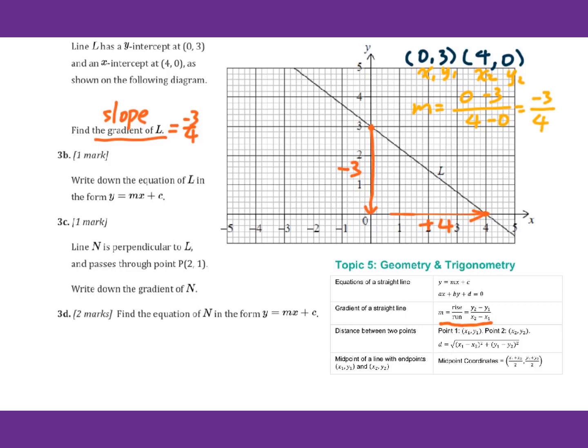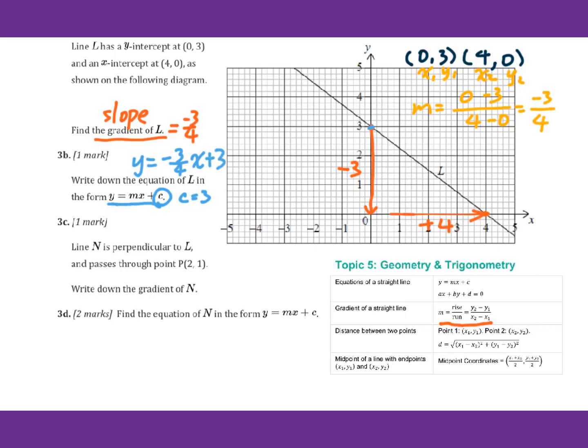Write down the equation of L in the form y equals mx plus c. So this is the y-intercept. That's 3. That's c equals 3. Slope is negative 3 over 4. So we can write down y equals negative 3 over 4 x plus 3.